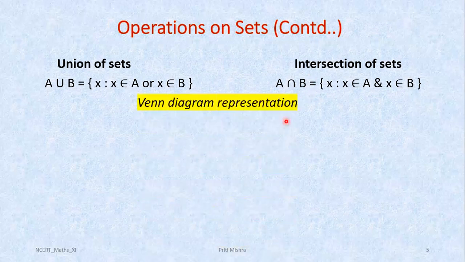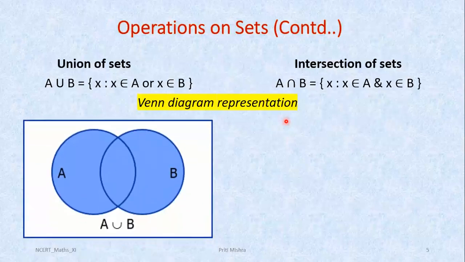Now let's have the Venn diagram representation of union of sets. Here you can see A union B. This whole blue colored picture is showing you A union B, means all the elements of set A along with the elements of set B, as well as all the elements which are common to sets A and B. So this is representing A union B here, which is the blue colored picture, right?